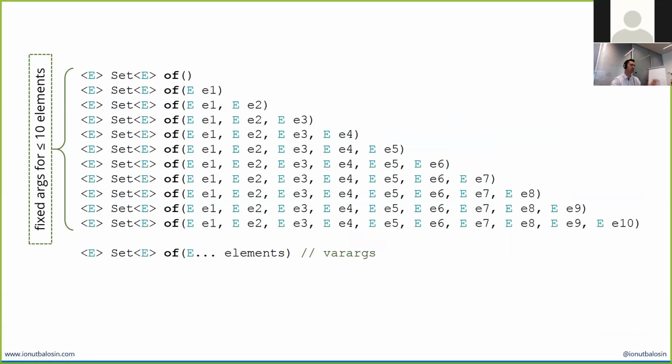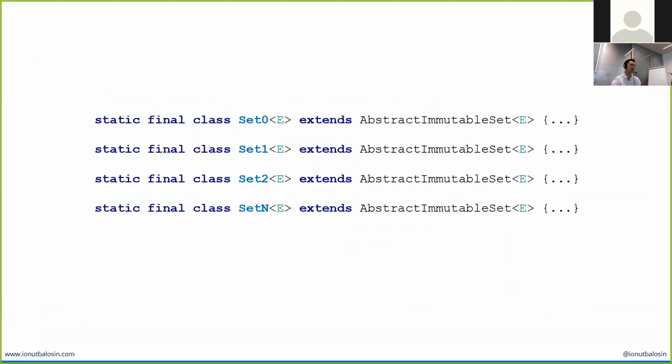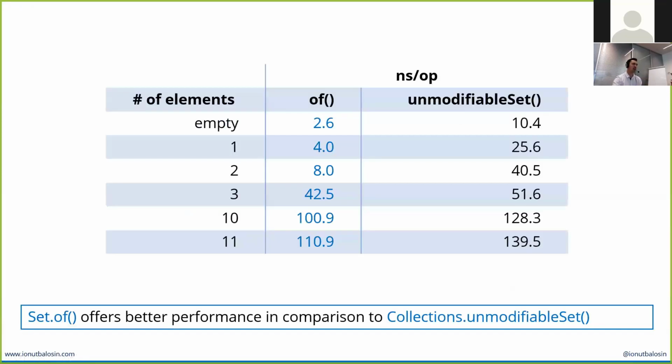Fixed methods for less than 10 elements and the varargs. In terms of wrappers, it's the same, Set0, 1, 2, and SetN. So I won't repeat what I have already explained. And in terms of performance, as we can notice, the .of method, which creates such a set of 1, 2, 3, 10, 11 elements, was always better in comparison with the classical unmodifiable set API.